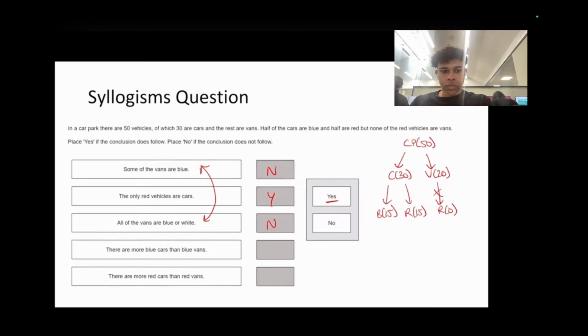Okay, so there are more blue cars than blue vans. Okay, this one is also no. And the reason why this one is no is not necessarily only because we don't know how many vans there are that are blue, but it's also because there's a possibility that there could be 15, 16, 17, 18, 19, or 20 blue vans. Okay, so what do I mean by that?